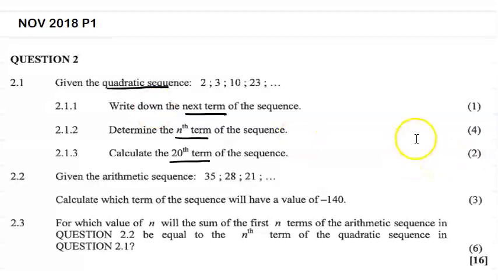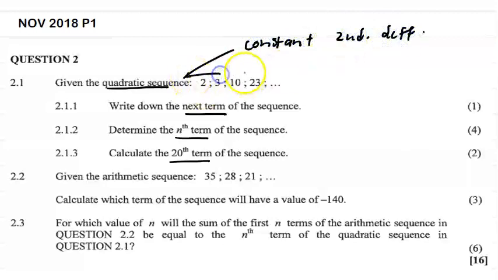Now, what is a quadratic sequence? It's very important for us to know the properties of a quadratic sequence. In a quadratic sequence, we have a constant second difference, and also in a quadratic sequence, the first difference is linear. So that's two very important things for us to know when they tell us that this sequence is a quadratic sequence.